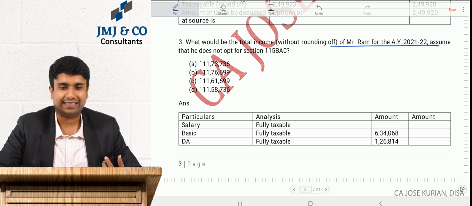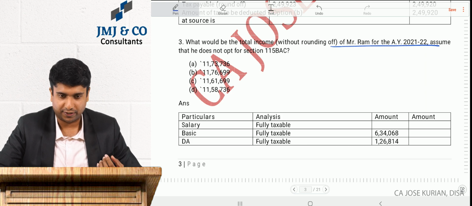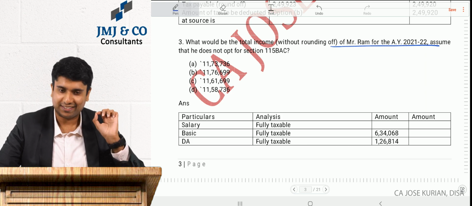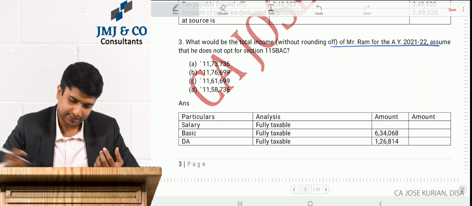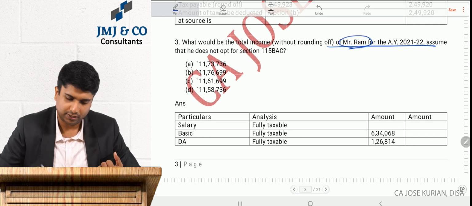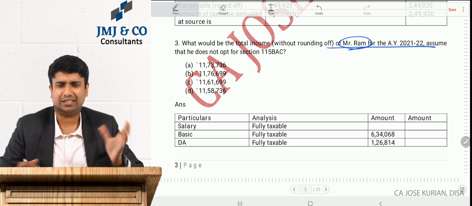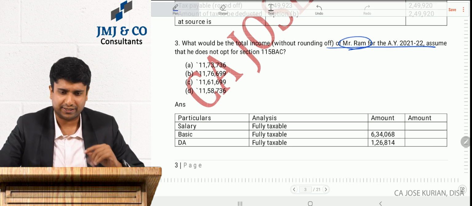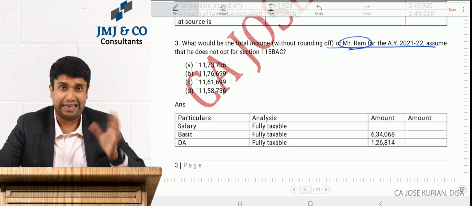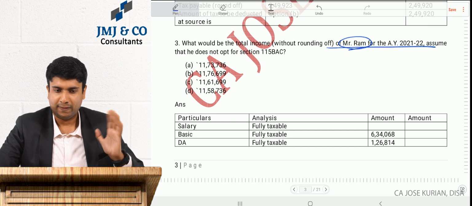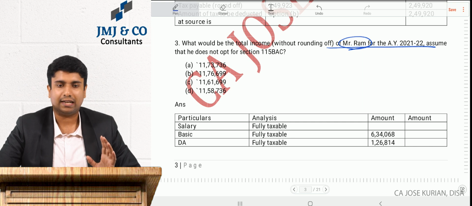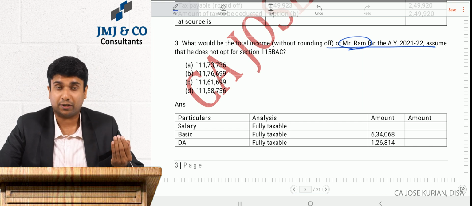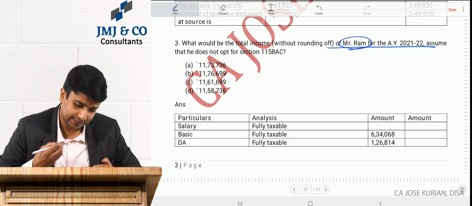All right, so let's get into more details, friends. In the previous question we assumed that this particular assessee has the name given as Mr. Ram, but actually his name is Sarthak. So there is some technical error in the question, and you don't need to worry about the name actually. The point is you need to compute the income of that person, assuming that he is not opting for 115BAC. That's what they are saying.